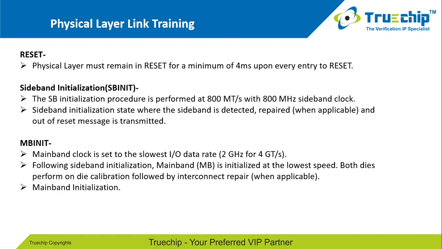The sideband initialization procedure is performed at 800 mega transfers per second with an 800 megahertz sideband clock. In the sideband initialization state, the sideband is detected, repaired, and an out of reset message is transmitted. Then the physical layer will move to MB init state. The mainband clock is set to the slowest input output data rate, which is 2 GHz for 4 giga transfers per second. Following sideband initialization, the mainband is initialized at the lowest speed. Both dies perform on-die calibration followed by interconnect repair.